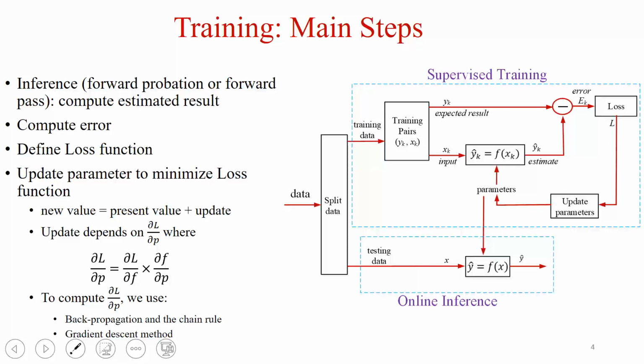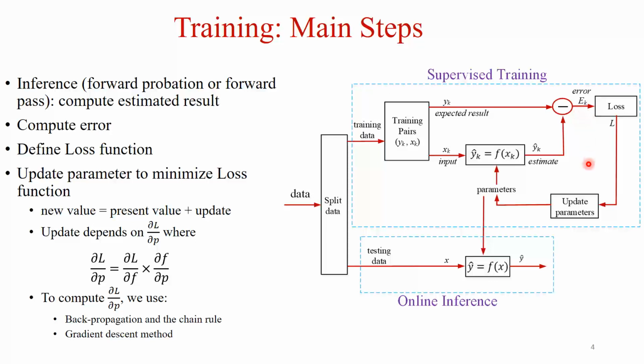Now, there are steps in the training, and we will go over those steps again and again, but roughly the very first step in this training process is what we call the inference, or the forward propagation, or the forward pass. This will allow me to compute the estimated output for the input. Then we compute the error, which is basically the difference between the estimated output and the expected results. And from that, we feed it into a loss function. We have to define what the loss function is.